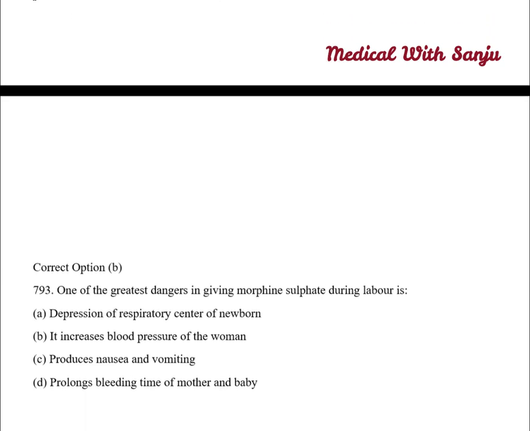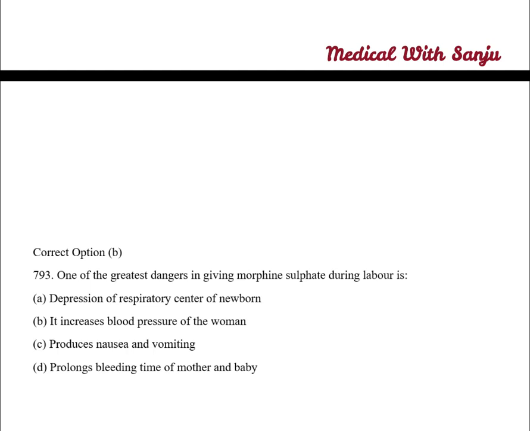Question number 793. One of the greatest dangers in giving morphine sulfate during labor is: option A, depression of respiratory center of newborn. Option B, it increases blood pressure of the woman. Option C, produces nausea and vomiting. And option D, prolongs bleeding time of mother and the baby. Depression of respiratory center of newborn. Option A is the right answer.